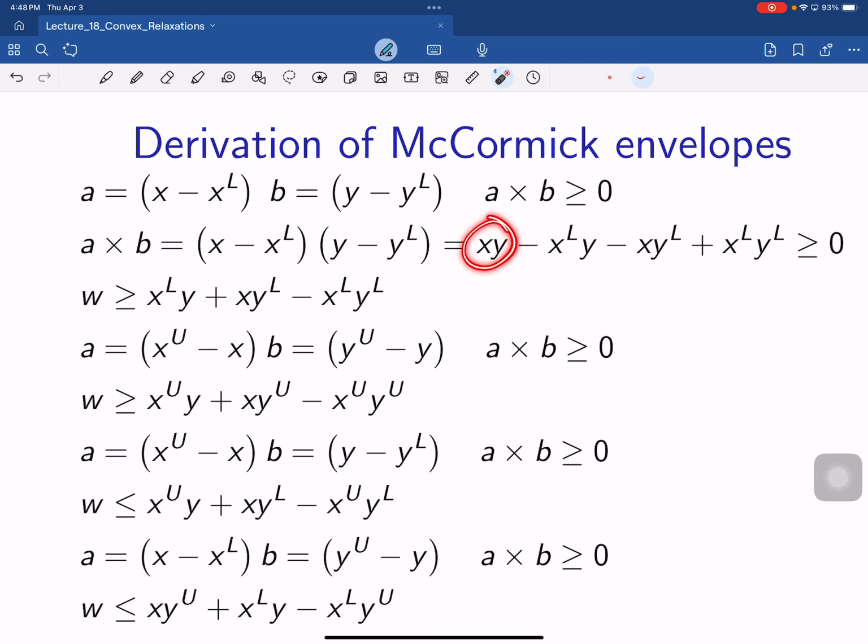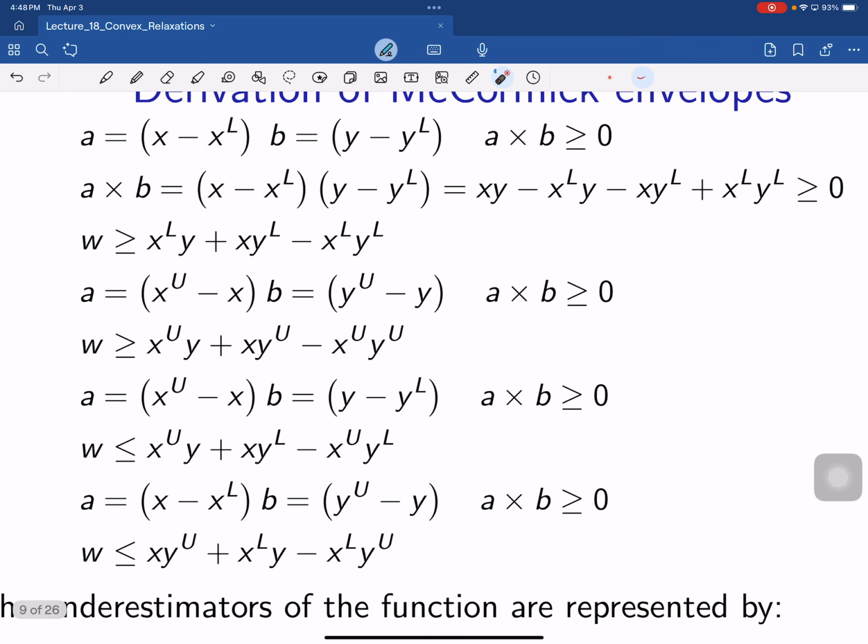So x and y is essentially the letter W we define here, right? Now, if you set it as xu minus x, yu minus y, right? A and B are both greater than or equal to 0. With that, you get another underestimator for x times y.